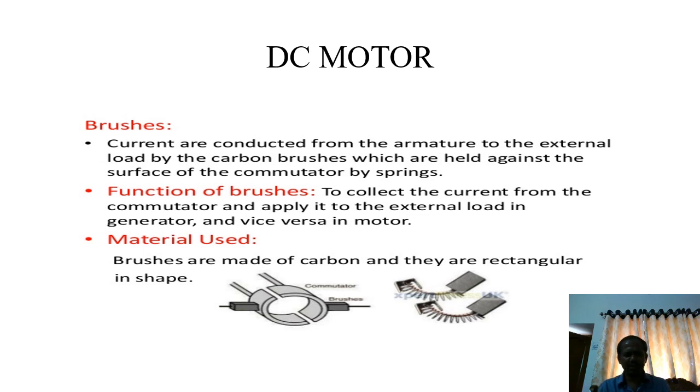As well as in a motor, the type of material we are using, as we already know in the case of the DC generator, is carbon. The same material is used in DC motors. So the brushes are made up of carbon and are rectangular in shape, like this one. This is the commutator, and on top of it the brushes are located. One brush has the positive terminal, the other one is the negative terminal.